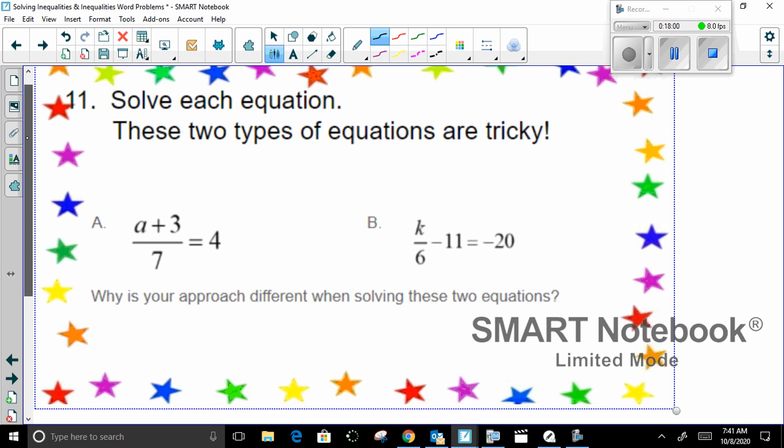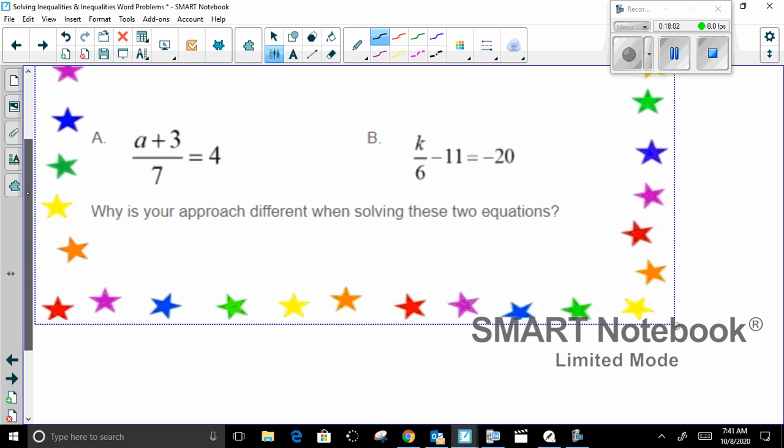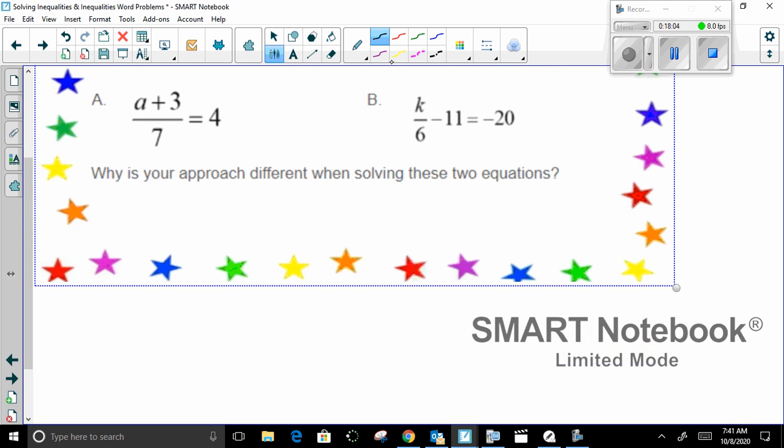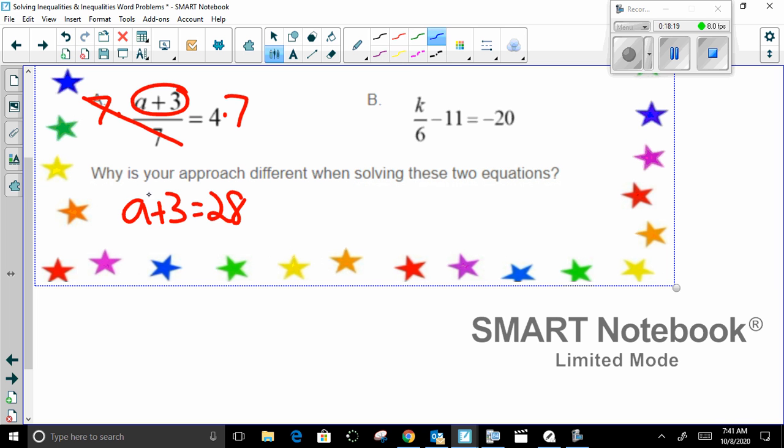All right, solve each equation. These two types of equations can be tricky, so let's look at these and see. Remember, when the whole thing is a fraction, you can't touch the numerator until you get rid of the denominator. So multiply both sides by 7 to get rid of that denominator. And then that should be pretty basic and easy. To get a by itself, you got to get rid of the plus 3, so minus 3. So a equals 25.